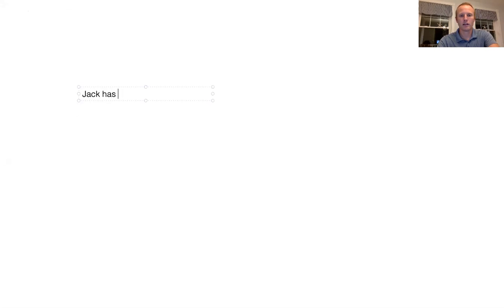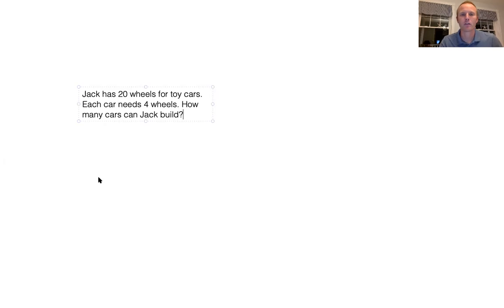Jack has 20 wheels for toy cars. Each car needs 4 wheels. The question now is, how many cars can Jack build? Okay, that's our problem, a common word problem that you might see with this sort of work. And again, I've showed you the total, 20, and I've showed you how many are in each group, 4. And then we have to figure out how many cars he can build.